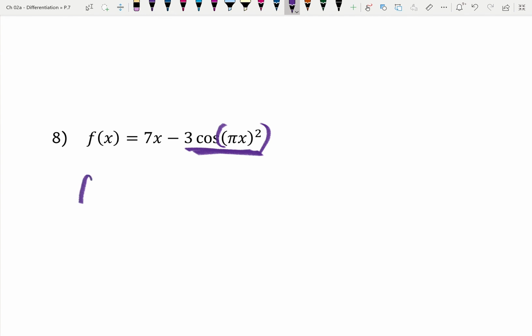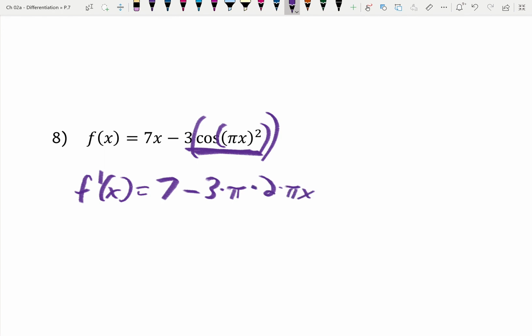So f prime of x equals the derivative of 7x, 7, that's done, minus, still have the 3. The constant multiplier rule says we don't really even need to deal with the 3 because this whole thing is happening after. Then we're going to multiply the 3 times the derivative of pi x, which is pi. The derivative of something squared is 2 times that something to the first power.